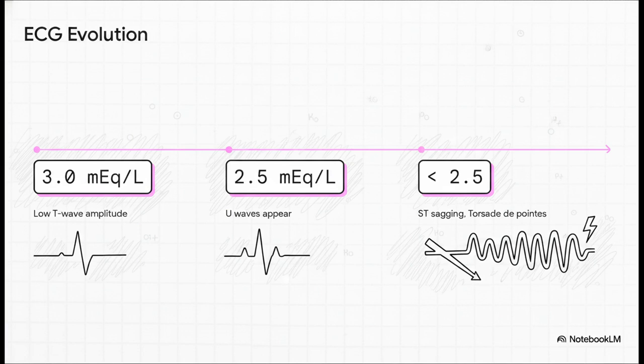As potassium drops from 3.5 down to 3.0, you start seeing low T-wave amplitude. Drop below 3.0 and U waves appear. A significant U wave is strictly defined as being taller than or opposite in direction to the T wave. Once you drop below 2.5, you've hit critical danger. ST sagging, severe QT or QU prolongation, and the classic, highly lethal polymorphic ventricular tachycardia known as torsade de pointes.